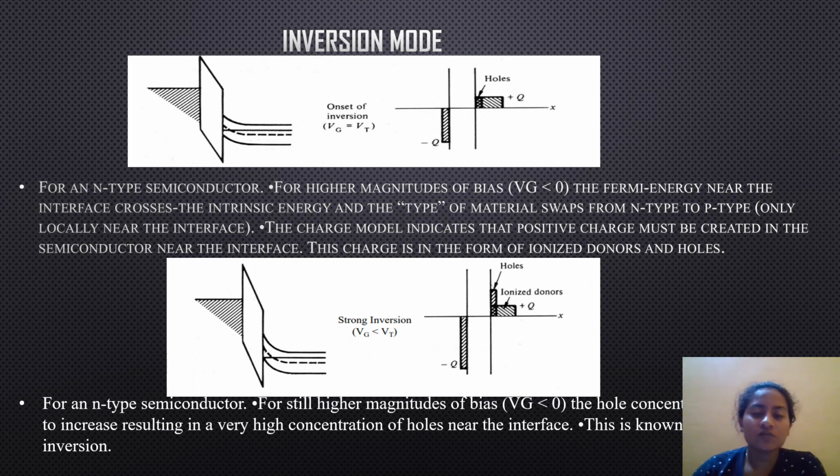In the inversion mode, we can see two types of conditions for the n-type substrate. One is when the gate voltage is equal to the threshold voltage, and the other is when the gate voltage is less than the threshold voltage. First of all, we should know what is meant by the threshold voltage. The threshold voltage is the voltage over which, depending on the technology, a certain phenomenon happens.